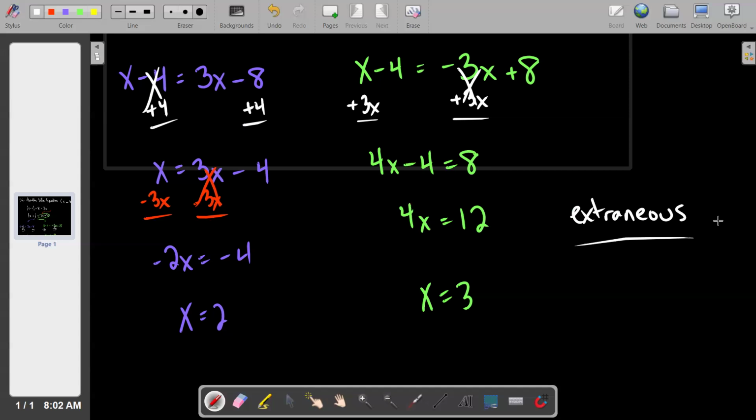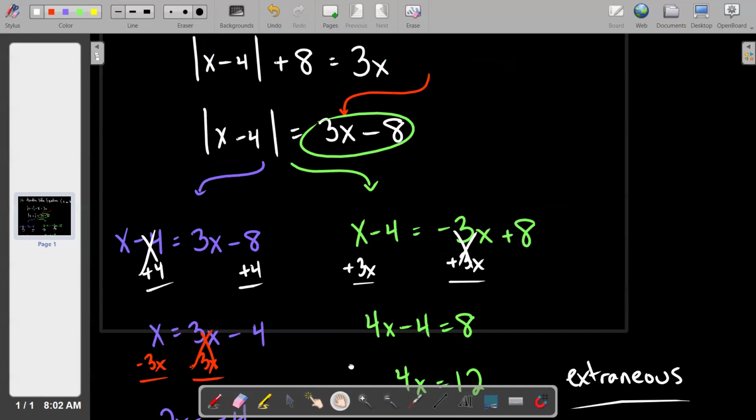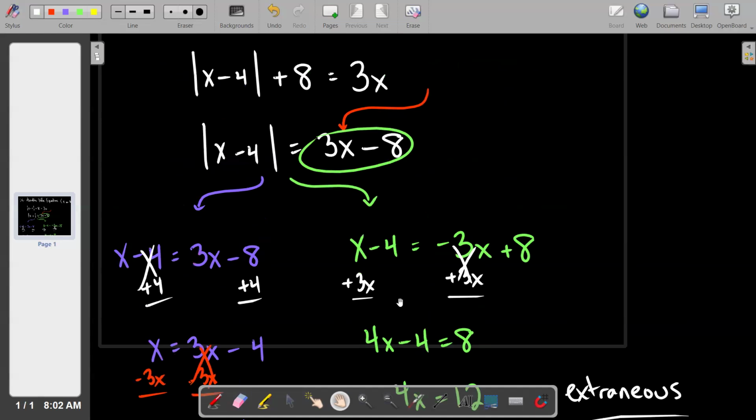So that's what we're going to do right now: we're going to test them to see do they work or are they extraneous? Let's test 2 first, the purple one. We claim x could equal 2. If we go back to the original problem, which is way up here at the top of the board, if I put 2 where the yellow arrow is pointing, what right away do you see?